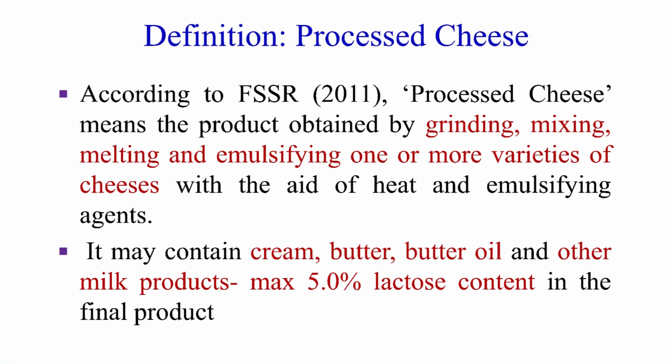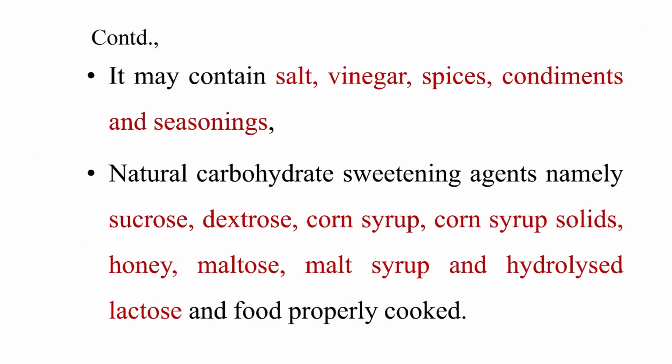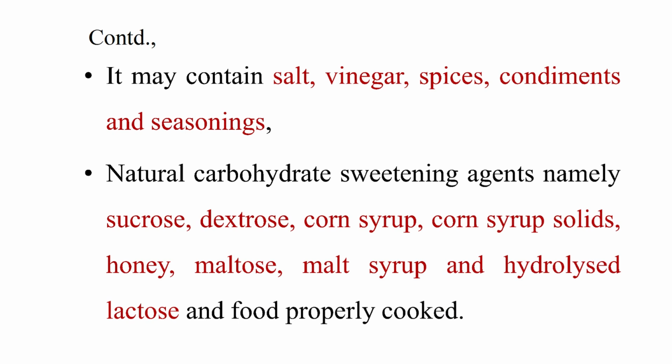According to the Food Safety and Standards Regulations of 2011, or FSSR, processed cheese is officially defined as the product obtained by grinding, mixing, melting, and emulsifying one or more varieties of cheeses with the aid of heat and emulsifying agents. The regulations allow it to contain cream, butter oil, and other milk products, with a maximum of 5.0% lactose content in the final product. The regulations also state that processed cheese may contain salt, vinegar, spices, condiments, and seasonings. It can include natural carbohydrate sweetening agents such as sucrose, dextrose, corn syrup solids, honey, maltose, malt syrup, and hydrolyzed lactose, provided they are properly cooked.